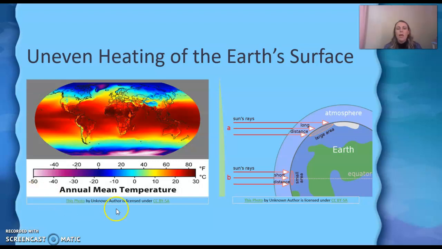Okay? And if you'll take a look at the other image, it's because over here we have the sun. This little yellow streak here is supposed to be the sun. And as you can see, the sun's rays in part B, they are a short distance and they are concentrated on this small area. In part A, the sun's rays have to travel a longer distance to reach the Earth, and they are over a larger area. So this causes uneven heating of the Earth's surface.